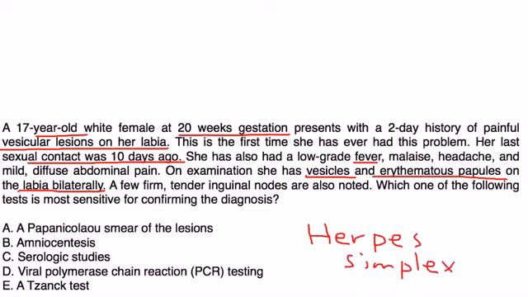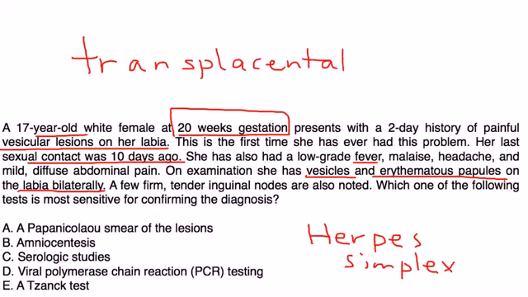Because she's pregnant, this is a particular concern because this can be transferred even before birth, transplacentally to the fetus, or during birth, when the baby passes through the birth canal, because if you notice, the vesicles are on her labia. If it's transferred to the fetus, there is a very high risk of problems such as neurologic disease. So it's very important that you treat this.